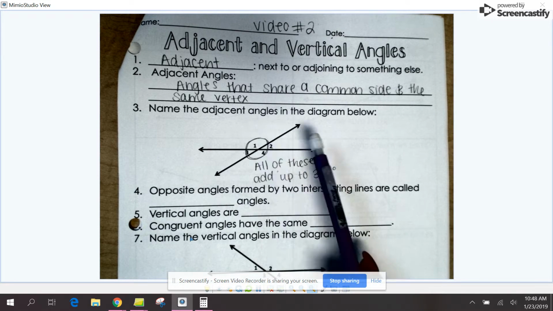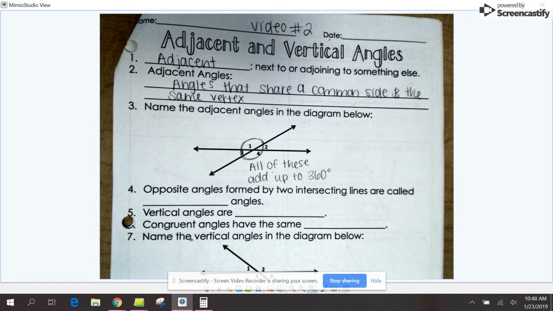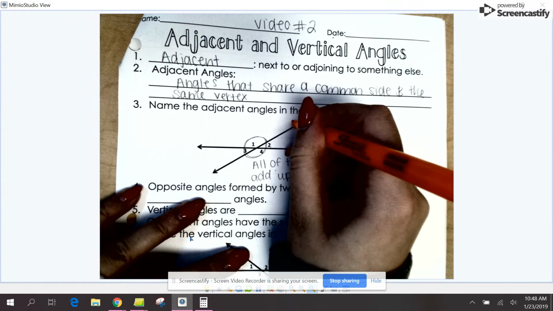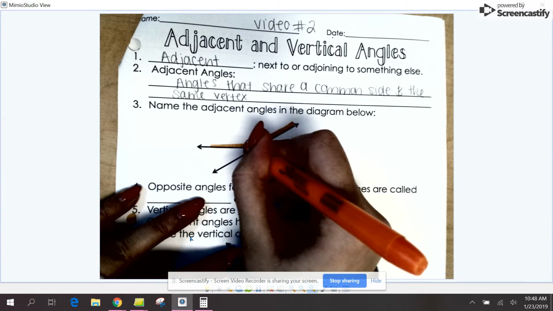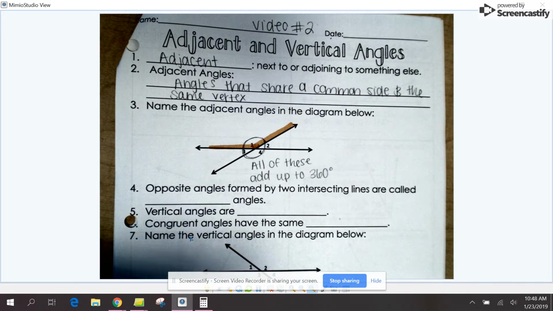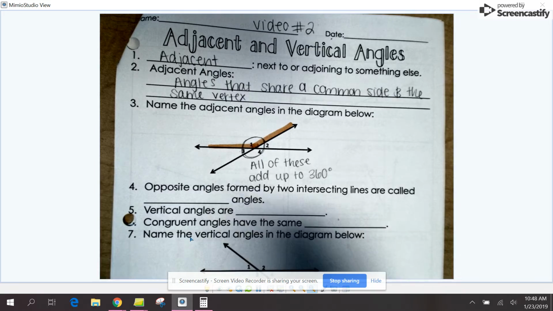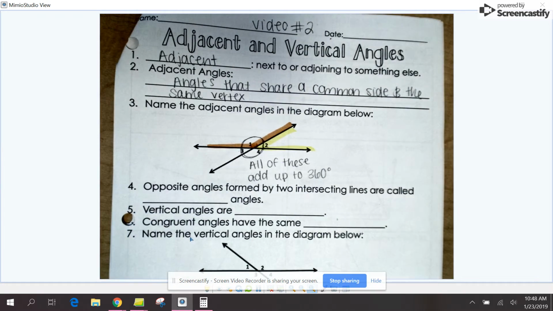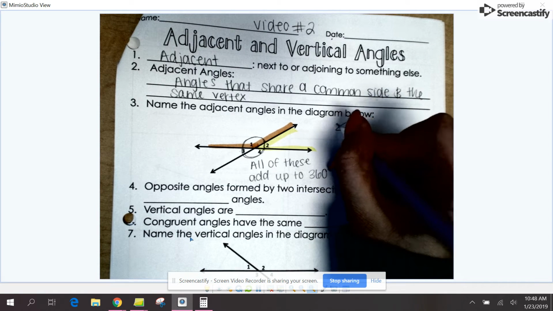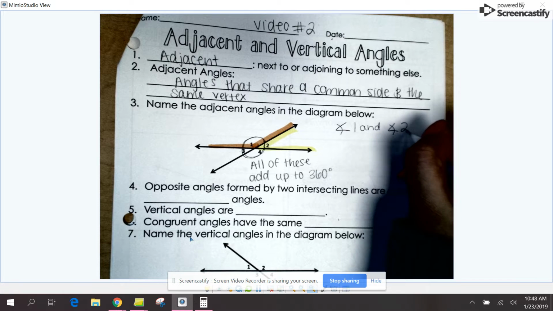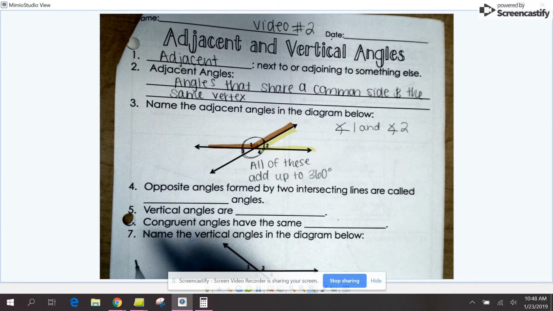So we want to pick out some adjacent angles. So for an example, angle 1 and 2 are adjacent angles. They're next to each other. They share a side and a vertex. And these are also linear pairs. So here's 1 and 2, and we would write that by, this is angle 1 and angle 2. That's the symbol for angle.